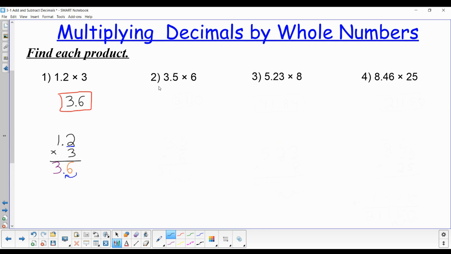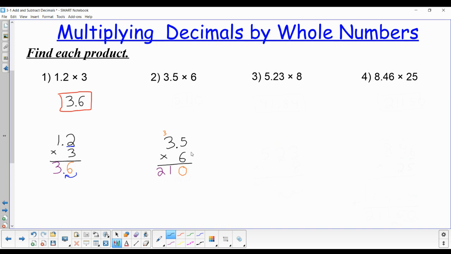When I go to do problem number 2, we have 3 and 5 tenths times 6. You skip a few lines, and you have 3 and 5 tenths times 6. You line them up and multiply them like you would do 35 times 6. And then you multiply. 6 times 5 is 30. You carry the 3. And then 6 times 3 is 18. Plus the 3 we carried makes it 21.